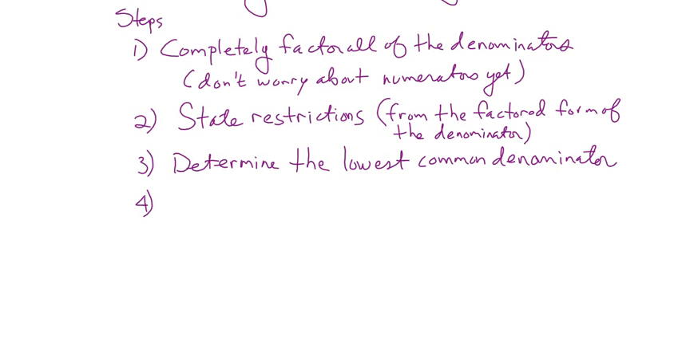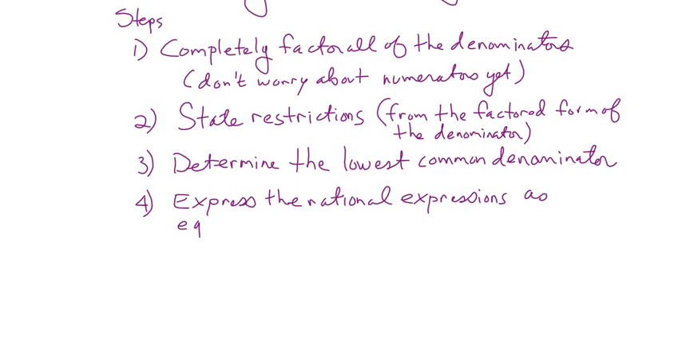Express the rational expressions as equivalent rational expressions. So you're probably only going to be adding or subtracting 2 things, right? But I mean, this could be 3 or more. But in general, we're going to stick with 2. So you're adding 1 term, 2 terms. So, usually 2 of them, right? The rational expressions as equivalent rational expressions. So this goes back to day 1, equivalent rational expressions.